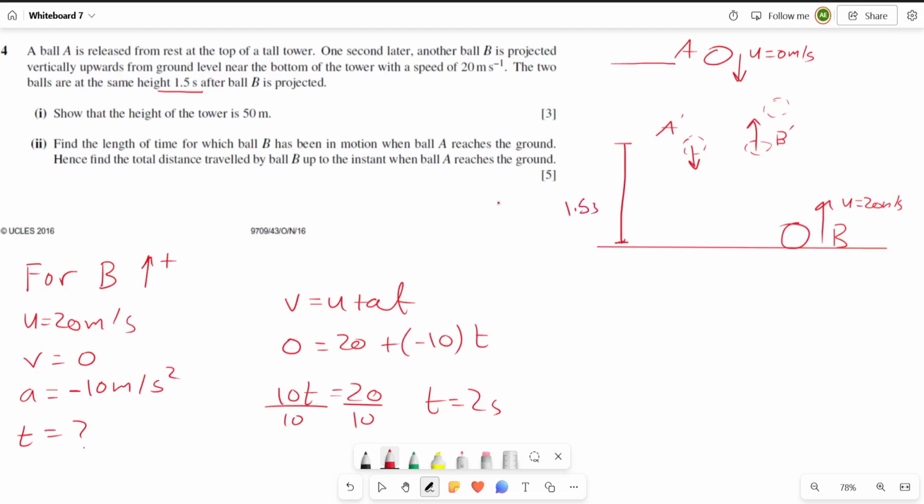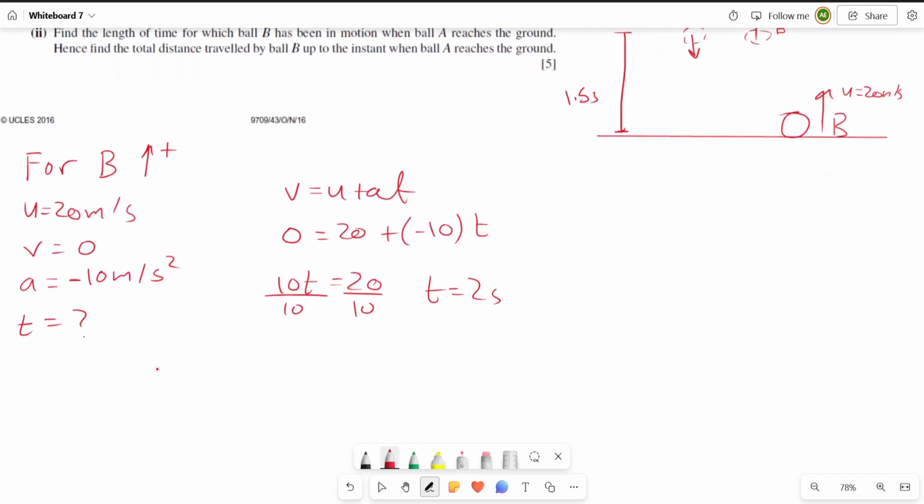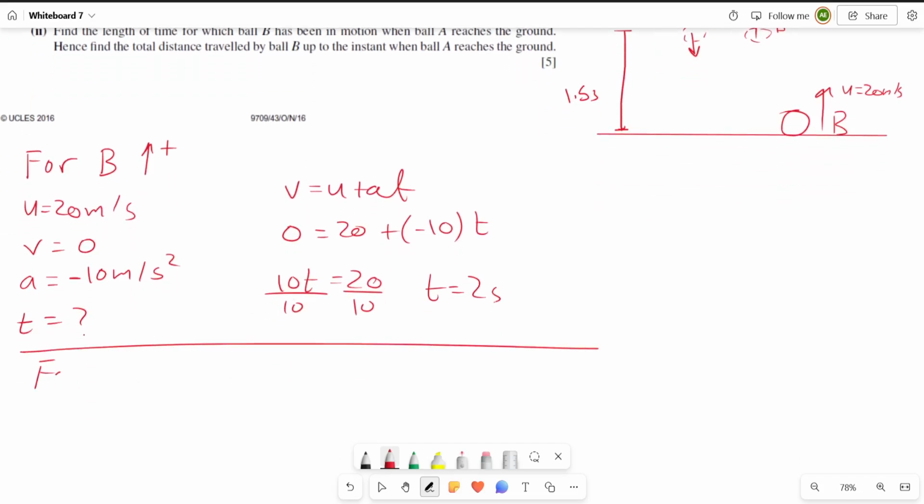Okay, so now to find the height, let's see the actual displacement of B after 1.5 seconds. Over here, we can erase this. We don't need it. Actually, let's leave it. It's important for later. What we need to know is the displacement for B after 1.5 seconds. So we can do another one for B, taking up as positive. U is 20 meters per second. Acceleration is negative 10 meters per second squared. Time is 1.5 seconds, and I want to find S.